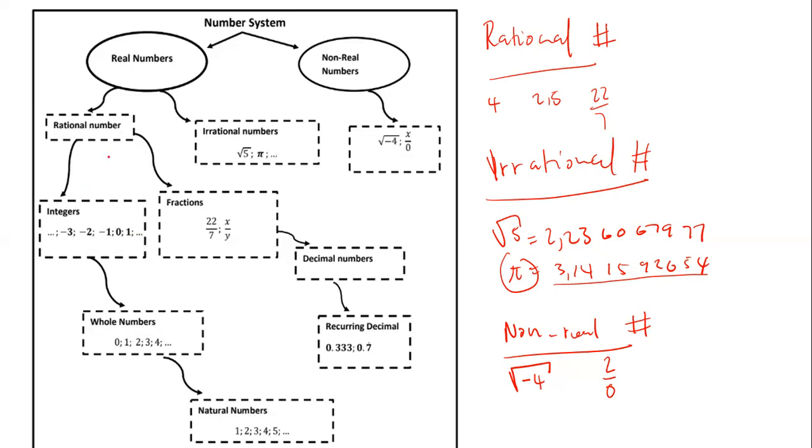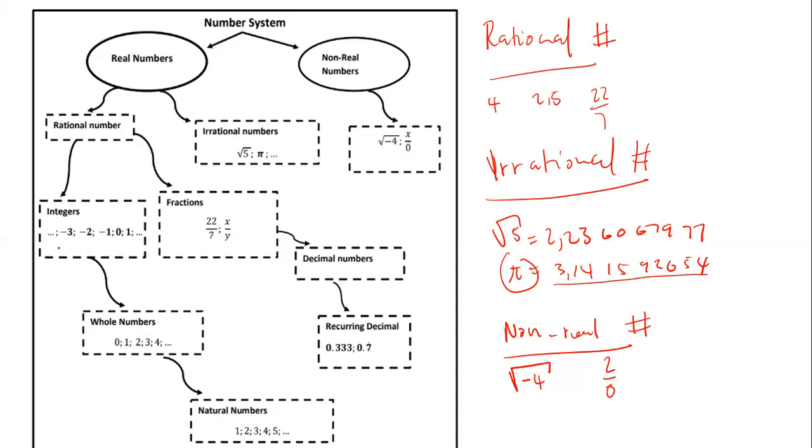Now, let's talk about under the rational number, we have what we call the integers and the fractions. I think we're all familiar with the fractions. At the lower grades, we have learned the improper fractions and the proper fractions, but for now, it's not that important. All you need to know is how to express your fraction, like 22 over 7, x over y. This is an example of a fraction.